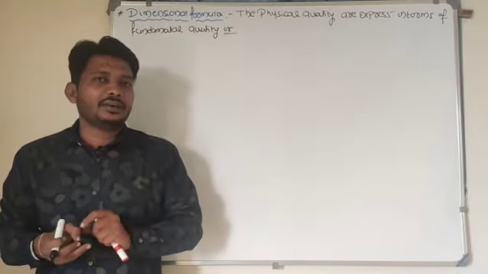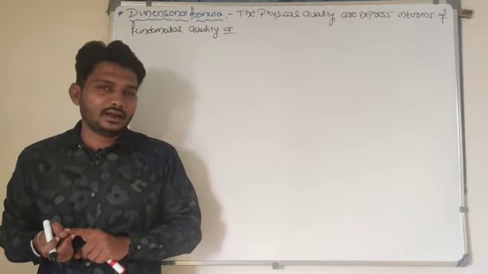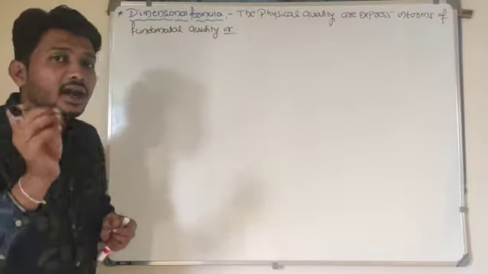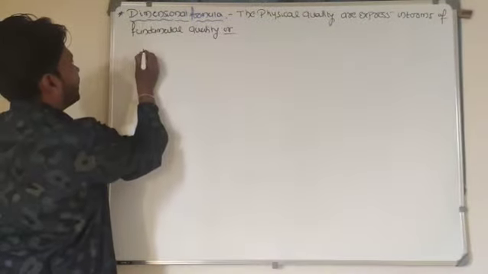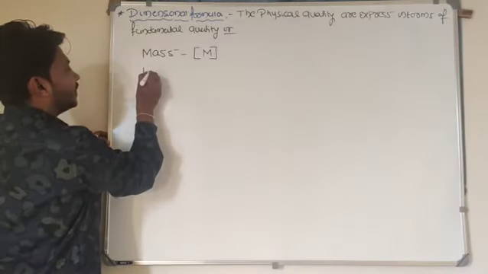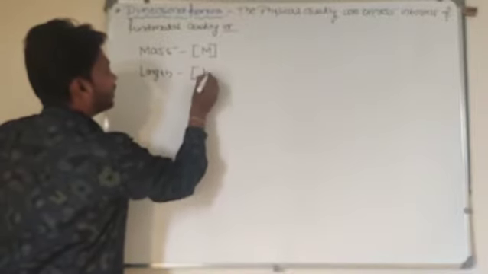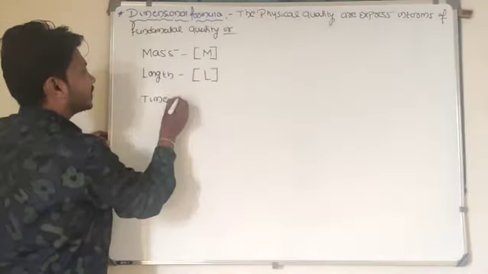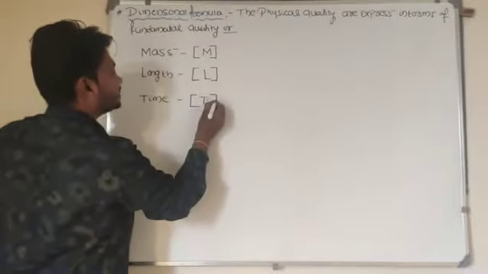While writing the dimensional formula, we will use the fundamental physical quantities, because I want to know how many times they are repeated. For that purpose, I will make a symbolic representation. In any given physical quantity, if a mass term is there, in square brackets I will write the letter M. If a length term is there, I will write L. If a time term is there, I will write T.